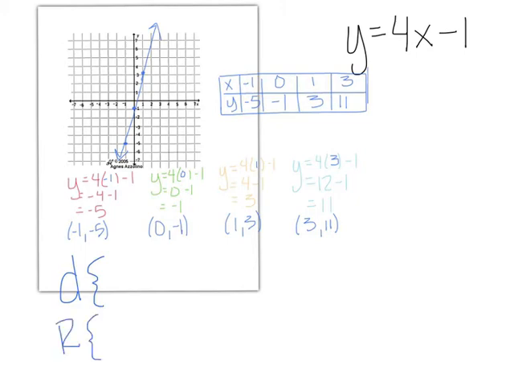The domain values, remember, are the x values, or those values right there. And we can write them from smallest to largest. So we have -1, 0, 1, and 3. The range values are the y values, or these values.